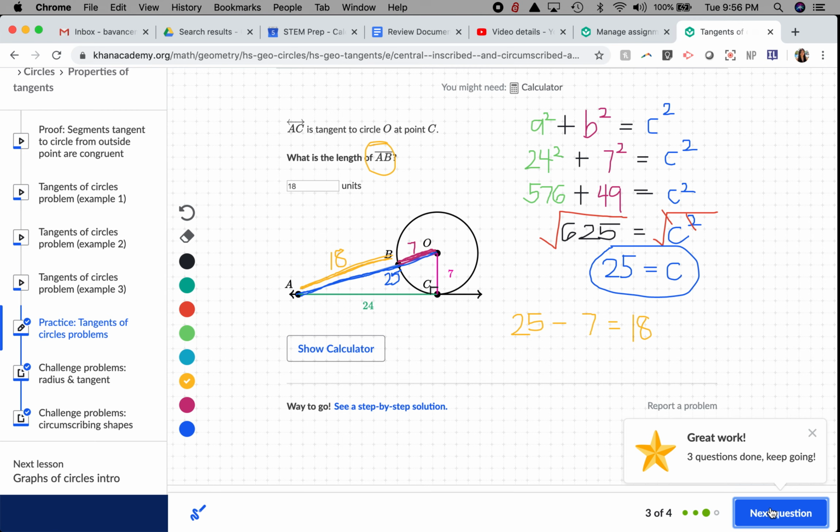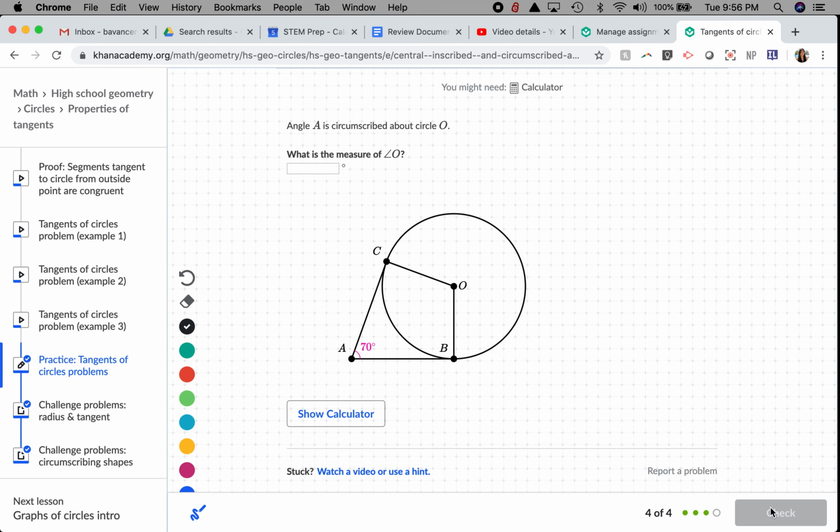Okay, let's do one last question. Angle A is circumscribed about circle O. That means that angle A right here is right outside the circle. We are being asked what the measure of angle O is. Now, what do I know about tangents of circles? I know that tangents of circles make up 90 degrees with a circle's radius. So this is 90. This is also 90.